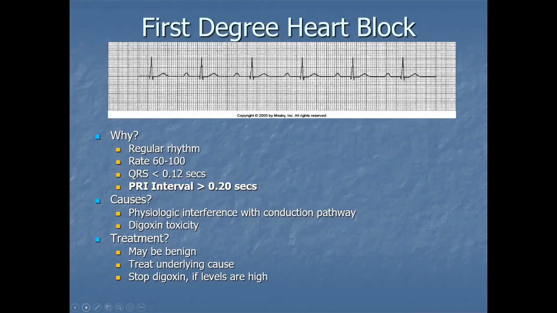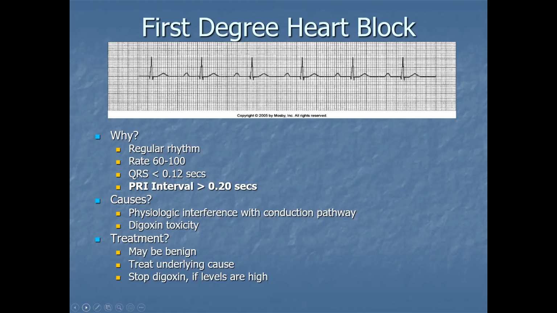Let's look briefly at heart blocks as well. So what makes a heart block? Let me just be real simple on this. First degree heart block is a PR interval which is greater than 0.2 seconds. Period. It can be relatively innocuous, something that needs to be monitored.